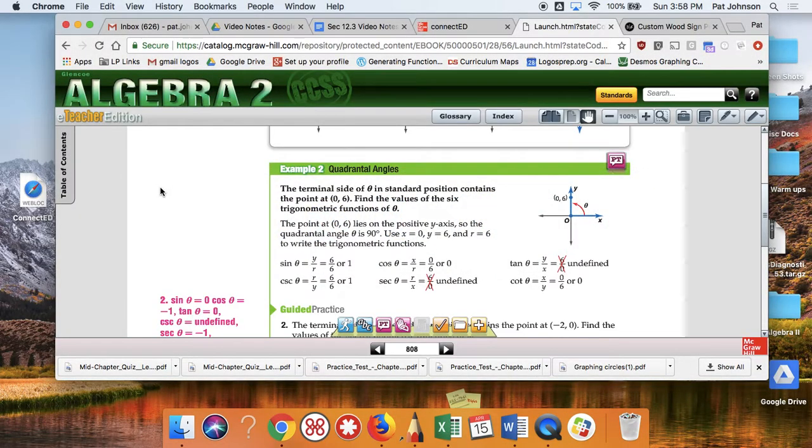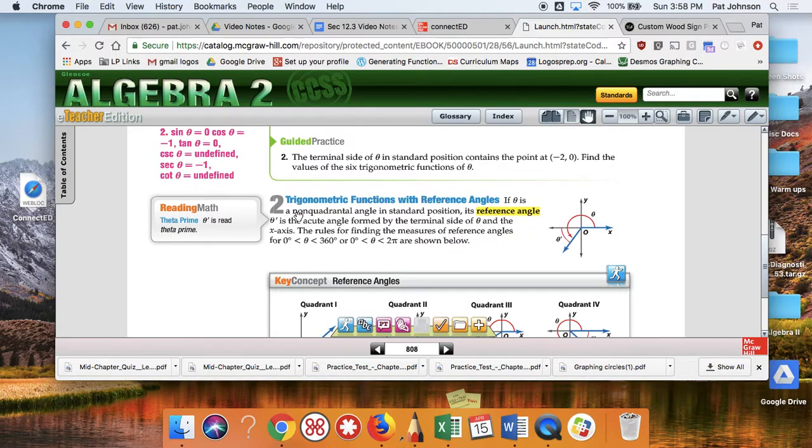Okay. Now let's talk about reference angles. So trigonometric functions with reference angles, that's if we have an angle greater than 90 or less than 0. So we'll use a reference angle to find the trig functions of that angle. So it's a non-quadrantal angle in standard position. Its reference angle, represented by theta prime, is the acute angle formed by the terminal side and the x-axis. So in quadrant 3, it's going to go right here. If it's in quadrant 2, then the reference angle is going to be right here. I'll show it to you in just a second, and so on and so on.